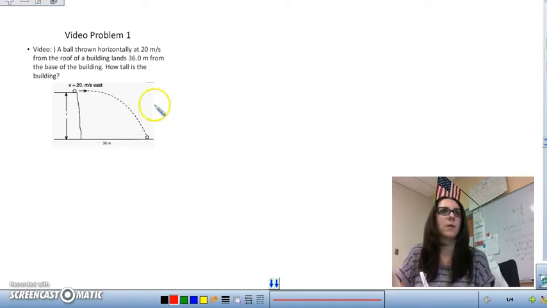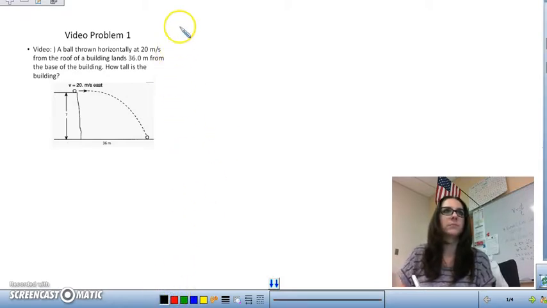So if you look at this problem right here, we have a ball and it's being launched off a cliff. We don't know the height of the cliff, which is what we're going to solve for. We do know the range, and we know the launching velocity. So let's organize our information. First of all, we know that this is horizontal, which means it's all x. Actually, I'm going to make that darker. There we go.